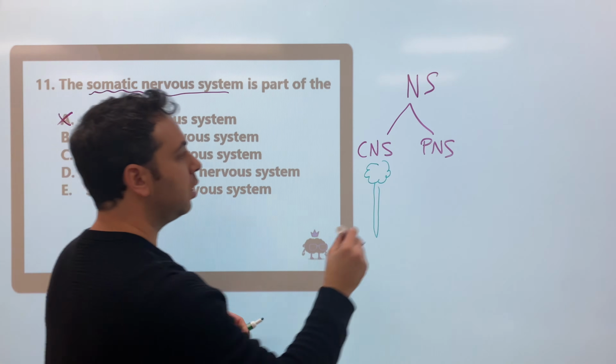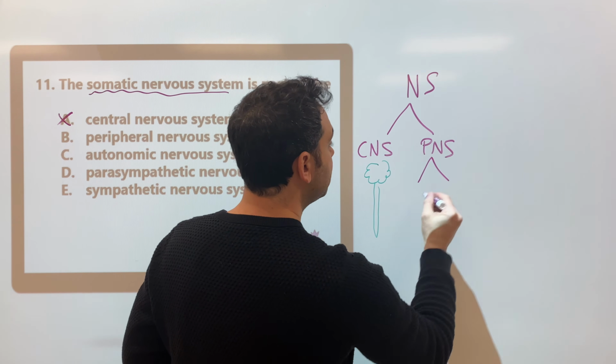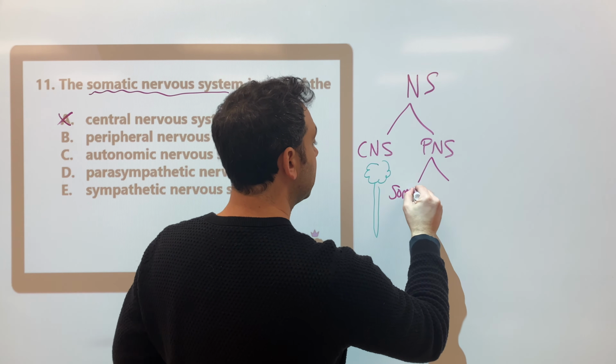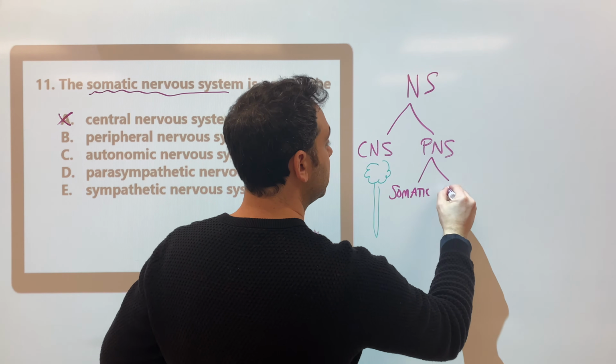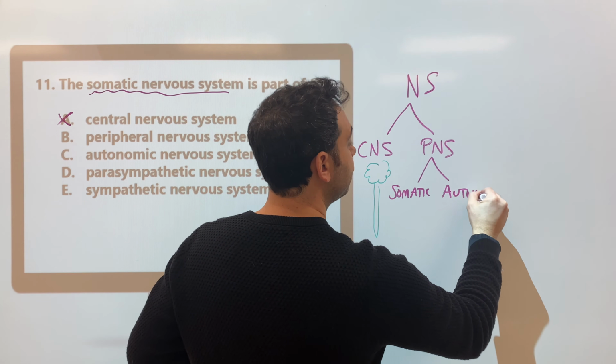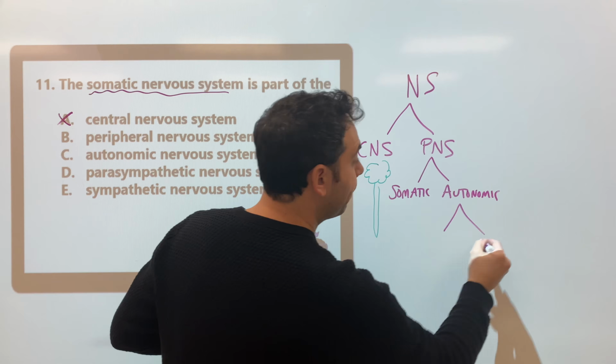And then our peripheral is divided into what? We talked about this already. We have our somatic, right? That's part of our question. Our autonomic. And just for fun, do you remember what our autonomic is divided into?